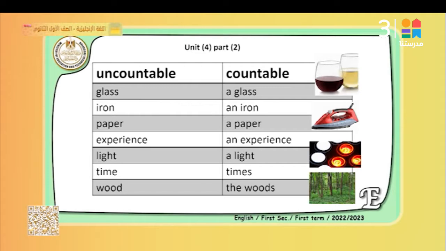What about the word wood? If we talk about the material itself, wood, we say the chair is made of wood, it's uncountable. But if we say it's the forest, it's the woods. The woods means the forest which is full of trees.